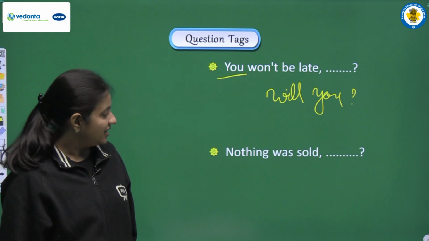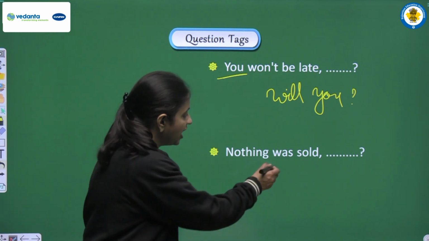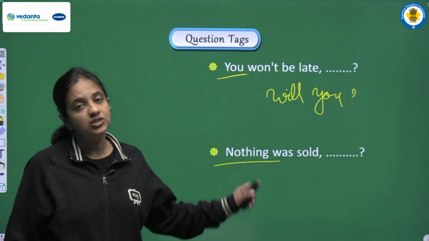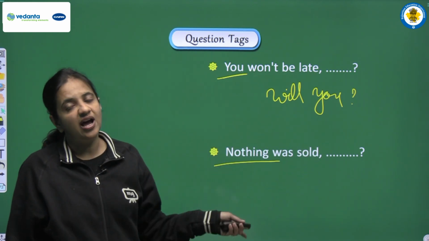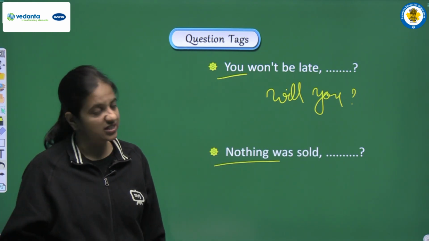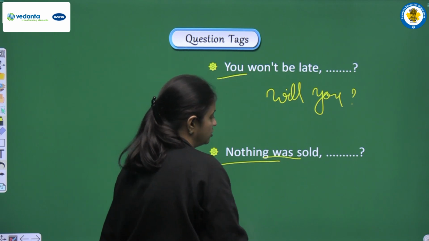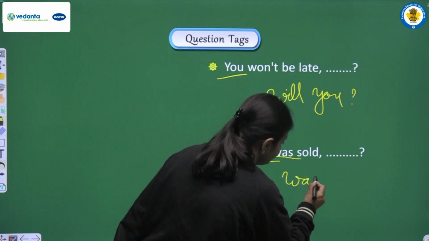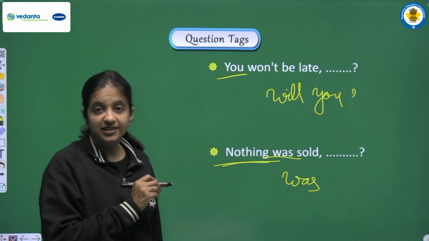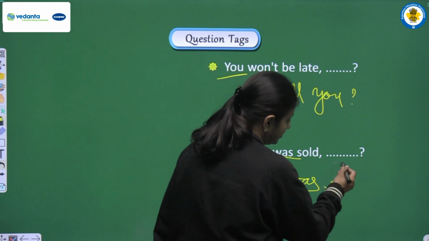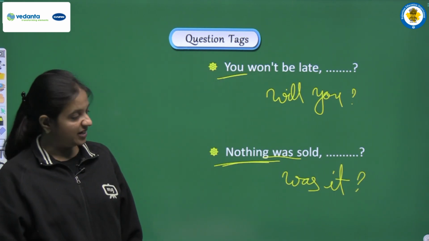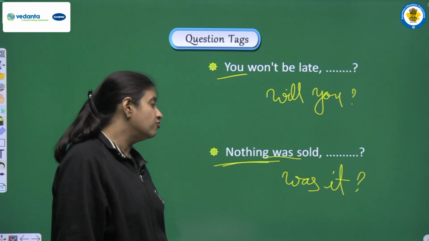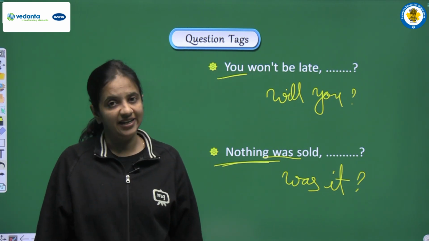Next is nothing was sold. So we are having nothing. Because of this word we can say that we are having a negative statement. So now the question tag will be a positive one. We are having was, so we will use same was here, and to replace nothing we have to use it. So it will be was it, and the complete sentence will be nothing was sold, was it.